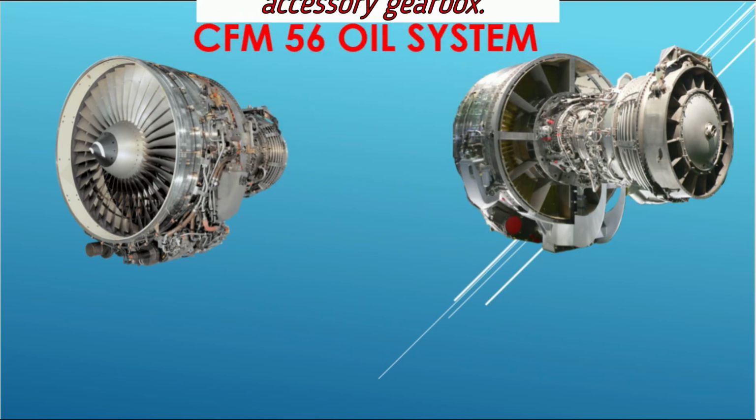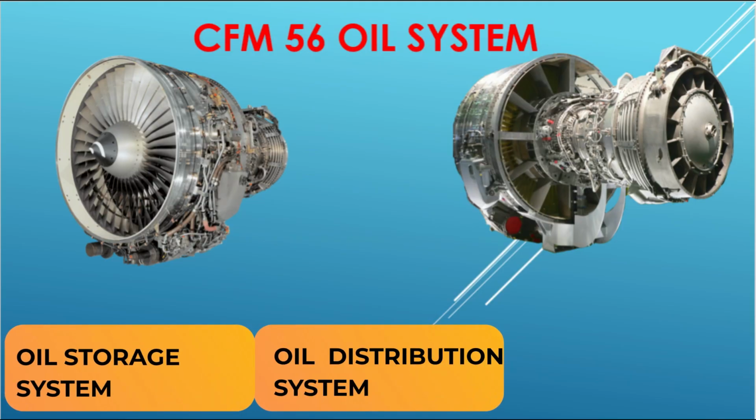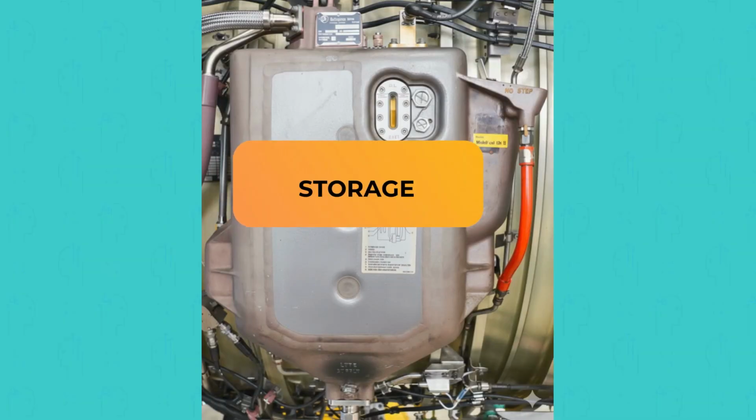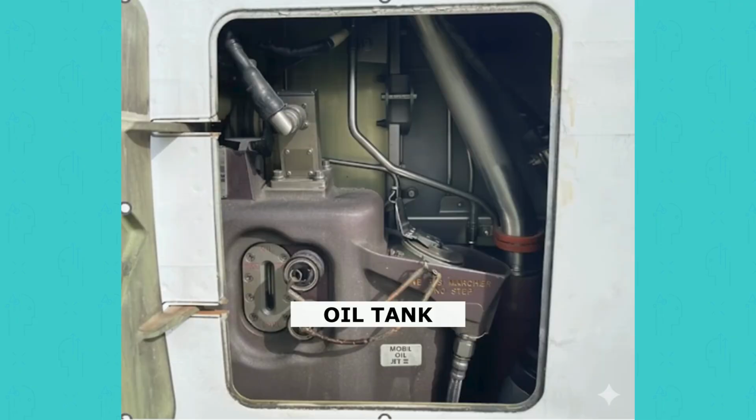The oil system consists of the following: oil storage system, oil distribution system, and oil indicating system. Now, let us examine the operation of storage, distribution, and indication in the oil system. Storage. The function of the oil storage system is to retain a sufficient quantity of oil to ensure a continuous supply to the oil distribution circuit. This system allows the operator to check the oil level and replenish the system. Oil is contained within the oil tank.